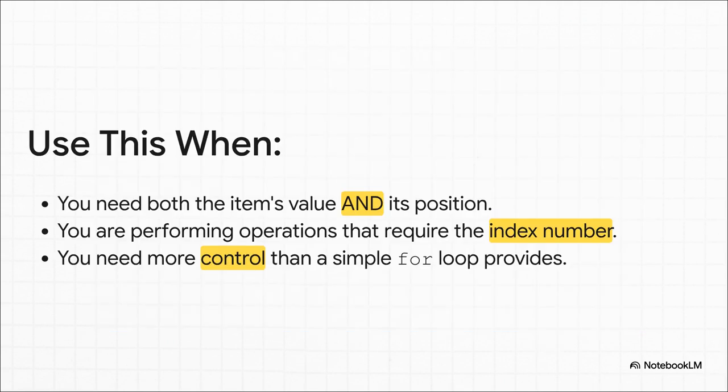This method is your go-to for some very specific situations. You'll want to use it when you absolutely need both the item's value and its position number. Maybe you need to say something like, item banana was found at position 1. This gives you that extra bit of control that the simple for loop just doesn't have.